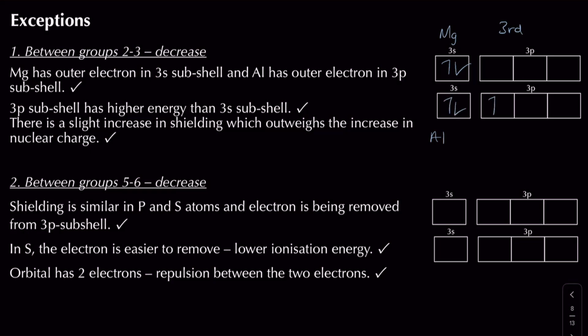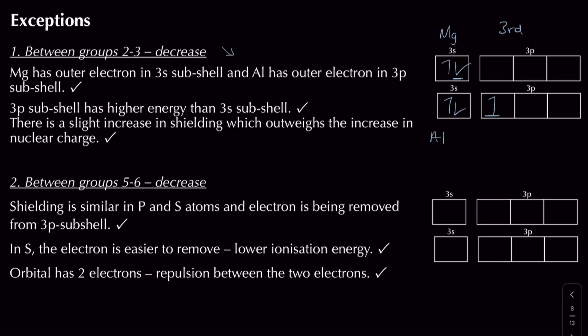Now, magnesium has its outermost electron in the 3s subshell, whereas aluminium has the outermost electron in the 3p subshell. What we can say is that this 3p subshell has a higher energy than the 3s subshell. That means there's a slight increase in shielding, and this outweighs our increase in nuclear charge, and that's why we end up with a short dip.